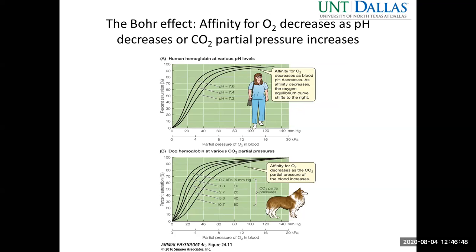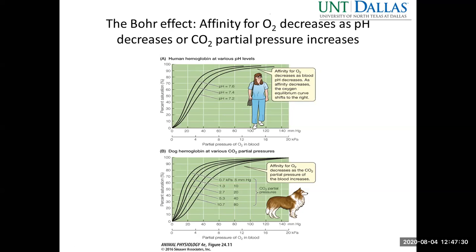So let's talk about the Bohr effect. Oxygen affinity depends on the partial pressure of carbon dioxide and the pH. In a body fluid or tissue containing a respiratory pigment, a decrease in pH or an increase in carbon dioxide partial pressure often causes the oxygen affinity to decrease, thus shifting the oxygen equilibrium curve to the right. This effect is illustrated in this figure here. The affinity for oxygen decreases as the blood pH decreases. As affinity decreases, the oxygen equilibrium curve shifts to the right.